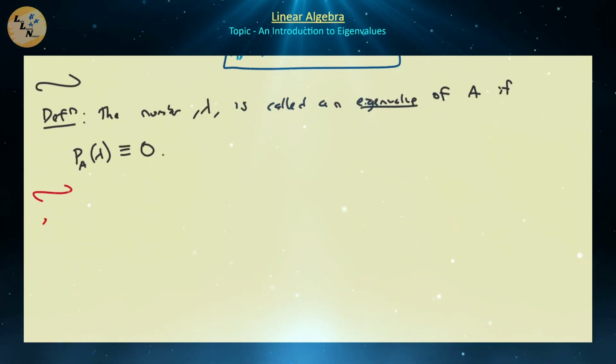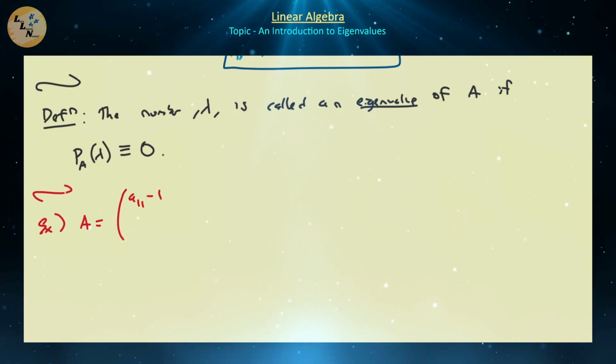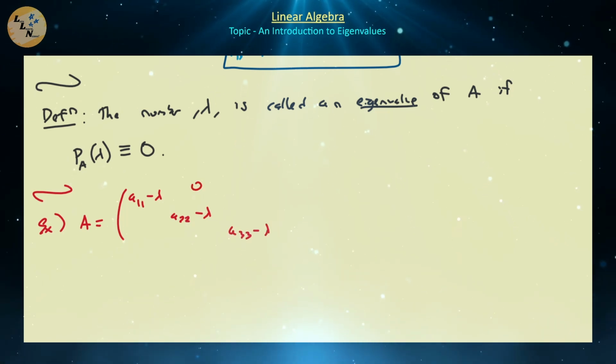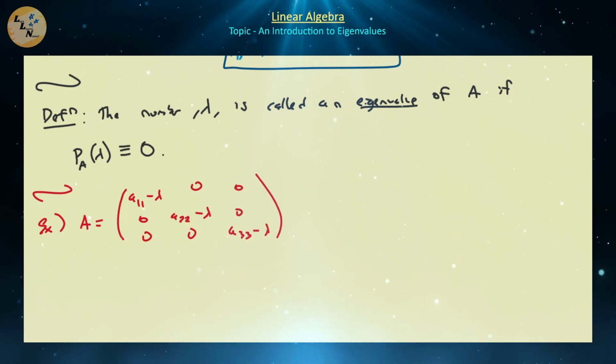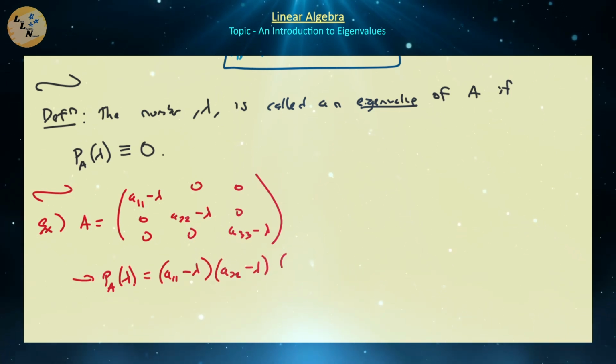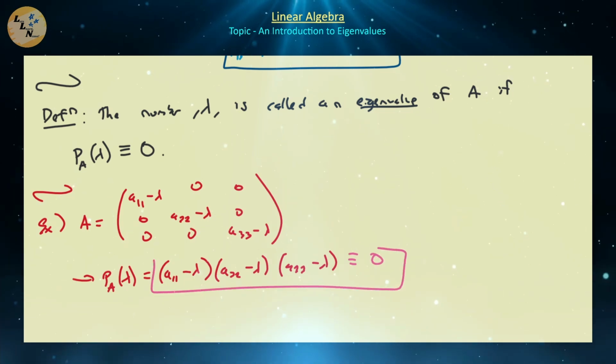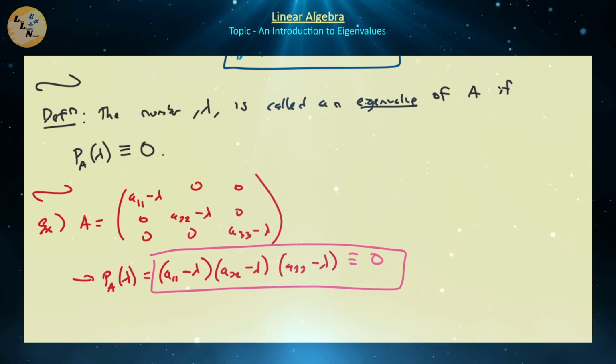So if we have, for example, our diagonal matrix A, which keep in mind was equal to A11 minus lambda, A22 minus lambda, A33 minus lambda, and 0 elsewhere, then the characteristic polynomial of this matrix A was equal to A11 minus lambda times A22 minus lambda times A33 minus lambda. Now let's assume that we want to find the eigenvalues of A. So we would set this characteristic polynomial equal to 0 and solve that polynomial equation.